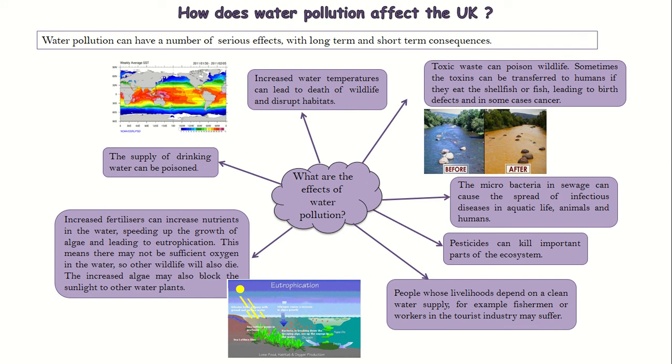And take this for example, people whose livelihoods depend on clean water supply, like fishermen or workers in the tourist industry, might suffer. If you work in an area which has outstanding natural beauty, and the rivers and the lakes are the reason you are getting that tourism, if that was then removed or reduced, you would have some serious problems moving forward. So obviously, water pollution does affect us in the UK, and it does cause some pretty serious problems as well.